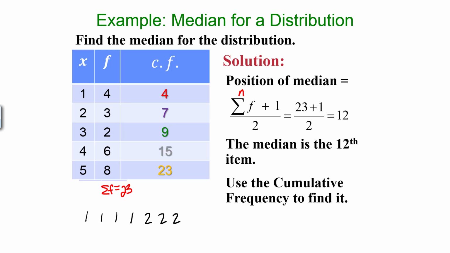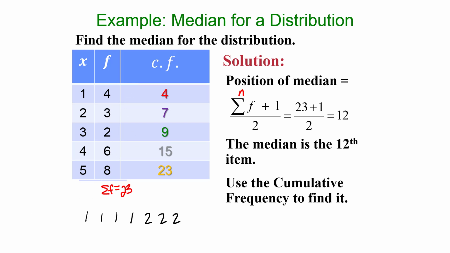Remember how we did this? The first category brings us up through 4 pieces of data. Add 3 more, you get 7. Add 2 more, you get 9. Add 6 more, you get 15. Add 8 more, you get 23. Do you remember us doing that before? We're just adding the number of pieces of data up so far.